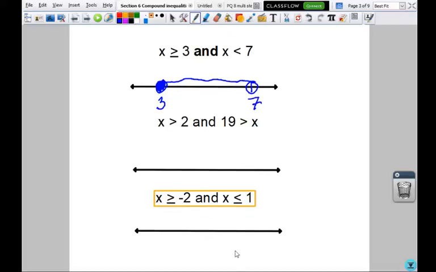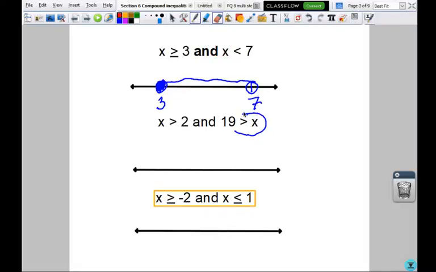Do one more, then you guys are going to do one. So for this next one, I have x is greater than 2 and 19 is greater than x. When we look at this one, what do we always need to have when we make our answers for inequalities? What do we need to do on this 19 is greater than x before we graph? Yep, we need to flip it because, is that x on the left side? No. So we need to put it on the left side real quick.